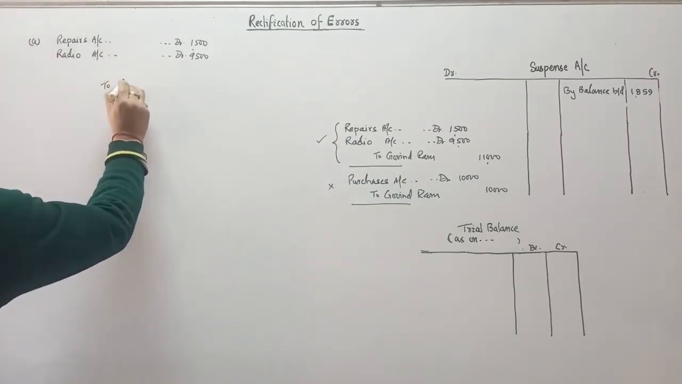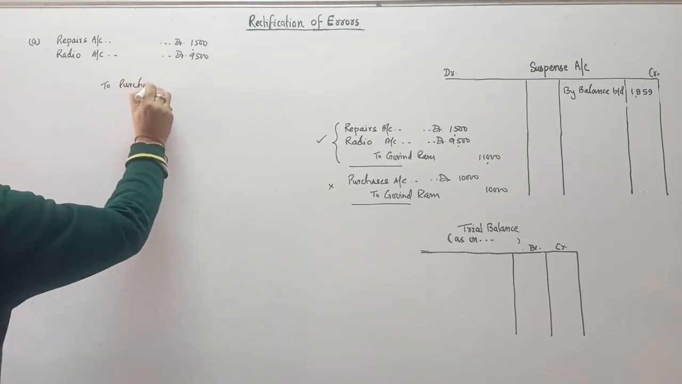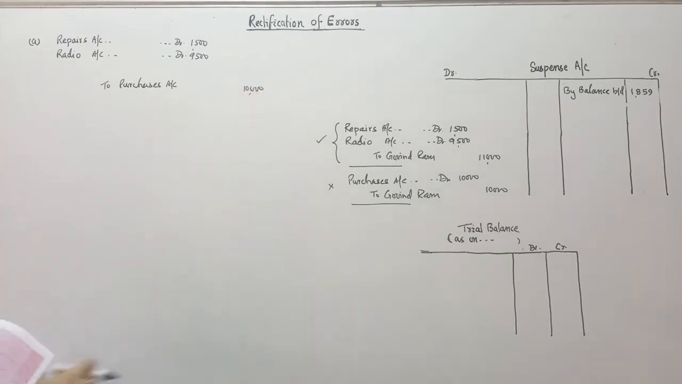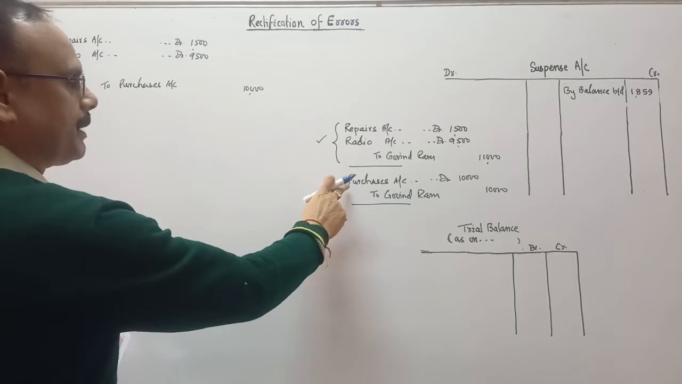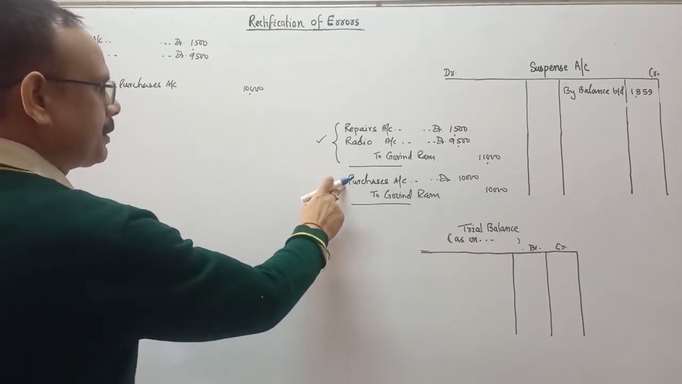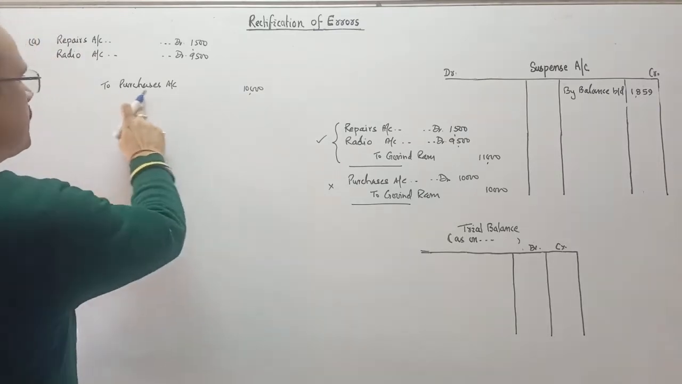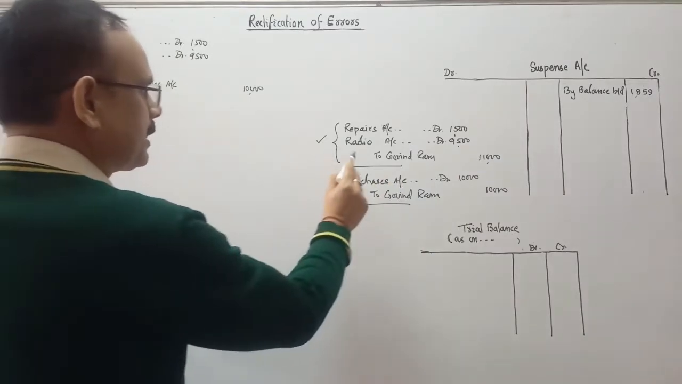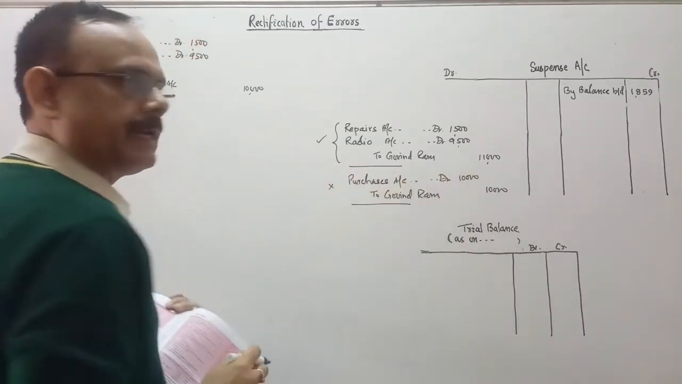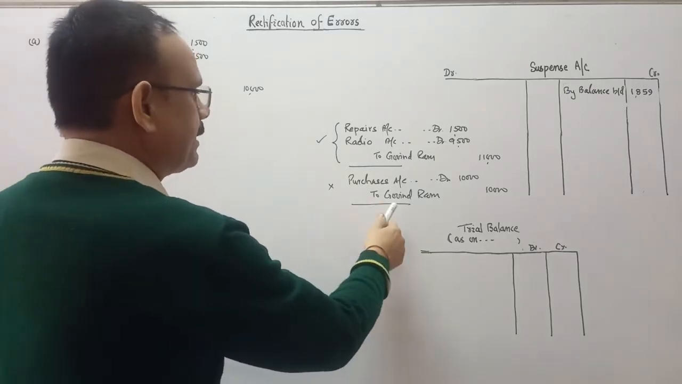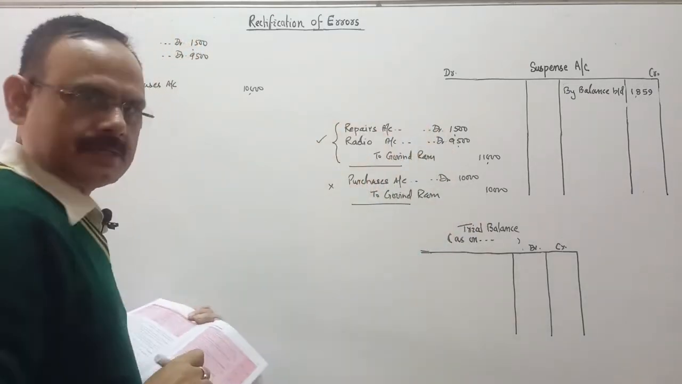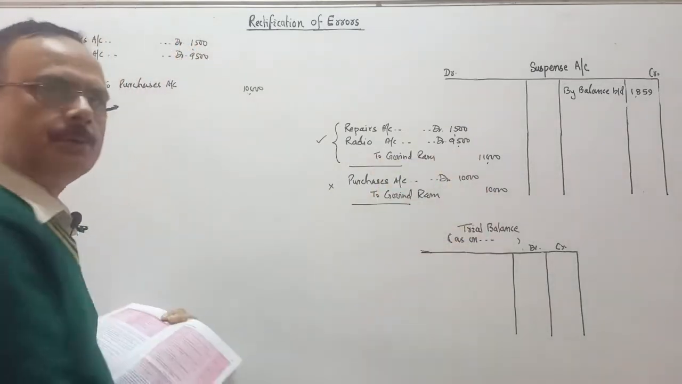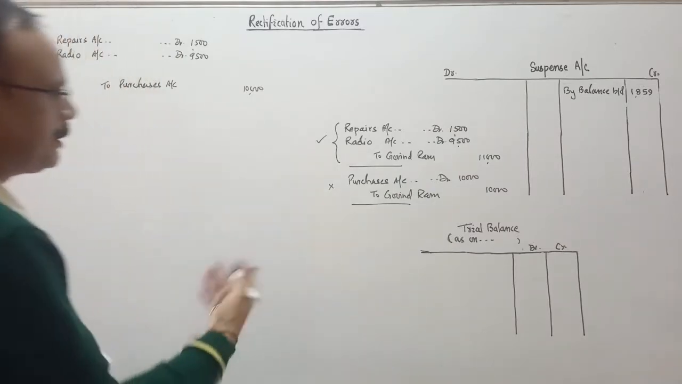To cancel the purchase, we have to credit the purchase account. Purchase account will be credited by 10,000. Purchase was in debit, so for cancellation we credit the purchase account. So purchase is cancelled. Now coming to Govind Ram. As per the right entry, Govind Ram should be credited by 11,000, but as per the wrong entry, Govind Ram is credited by 10,000. So the difference is how much? 1,000.